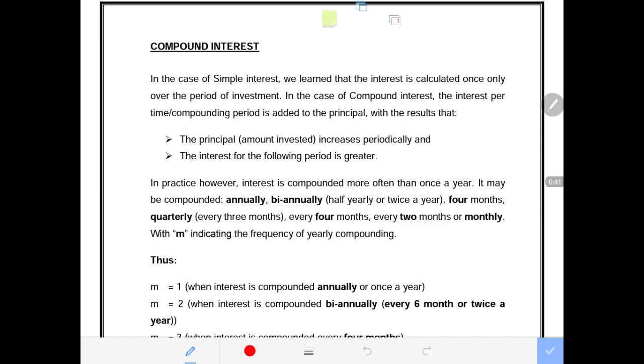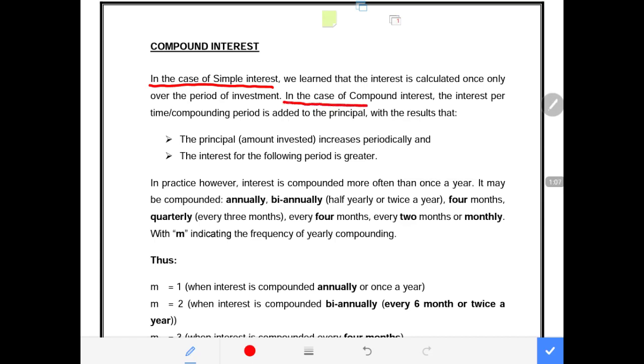Now, compound interest. In the case of simple interest, we have learned that the interest is calculated only once over the period of the investment. That means you only earn interest on the amount that you have invested, and you earn that over the period of the investment.